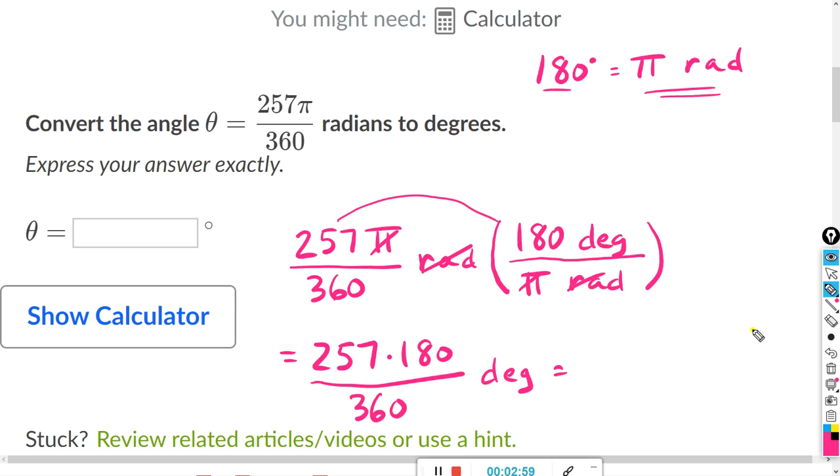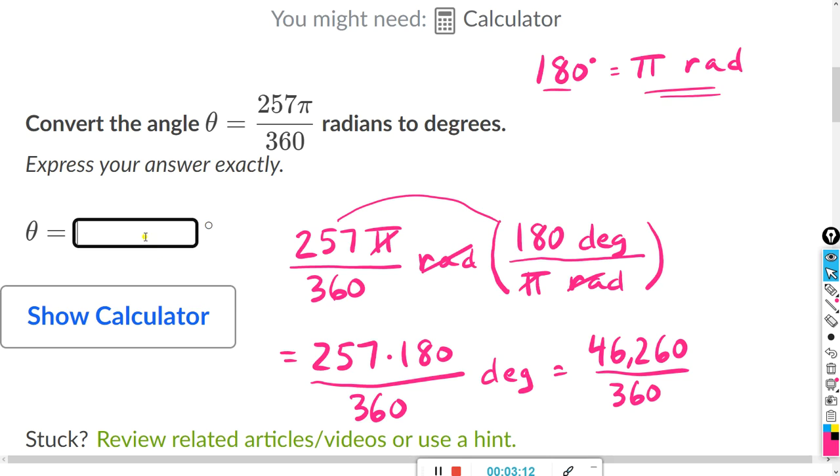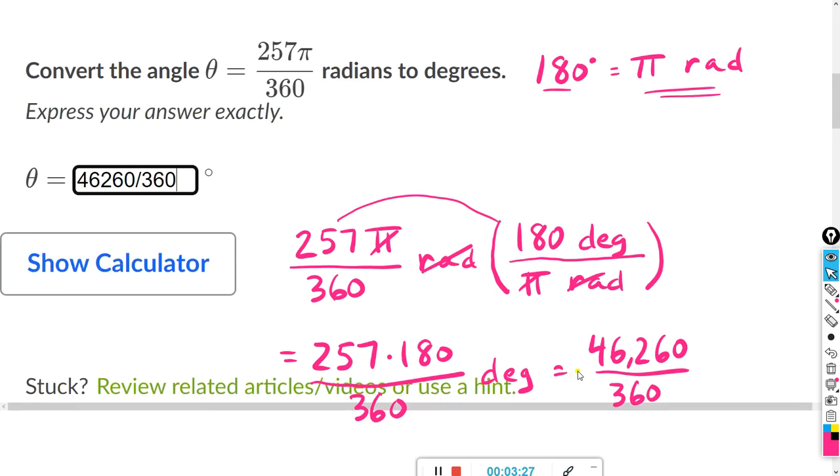So let me calculate that. So in the numerator, big number, 46,260, and the denominator is still 360. Let me see if Khan accepts this. Alright, so inside the box I'm going to type 46260. That's my numerator. Click the slash for the fraction and then type 360. Let me see what happens. Obviously I didn't reduce this.